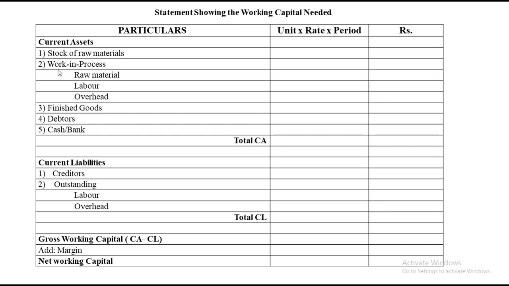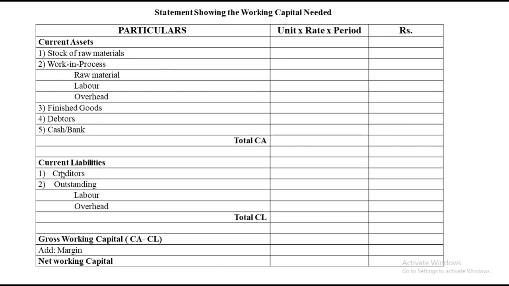Under current asset, remember there has to be minimum these five things: stock of raw material, work in process under which you have again raw material, labor and overheads, finished goods, debtors and cash. These are the five things that have to be there in your current asset. Once you get the value, we get the total current asset. After that, we note down the current liability.